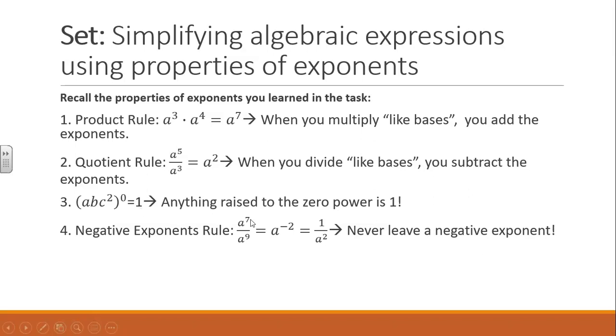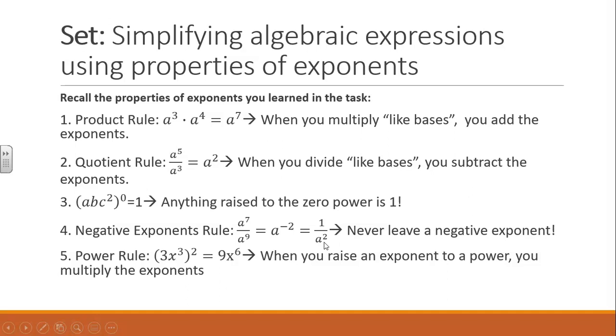Negative exponents, so here we used the quotient rule, we subtracted and got a to the negative 2 power. We want to always leave our exponents as positive numbers. That means you need to rewrite it as 1 over a to the positive 2 power, or 1 over a squared. The power rule is when you multiply.